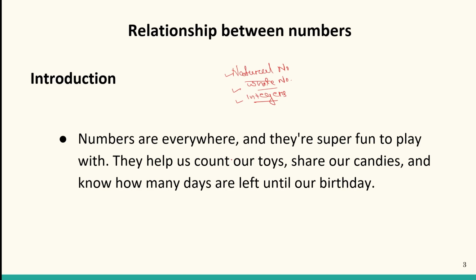They help us to count our toys, share our candies, and know how many days are left until our birthday. You can say that my birthday is only 13 days to go, 12 days to go. These kinds of statements are only possible when we have numbers to quantify things, to quantify days, to quantify years. How old are you? You're 13 years old, 12 years old. How can you say that? Because you have numbers. You can quantify.